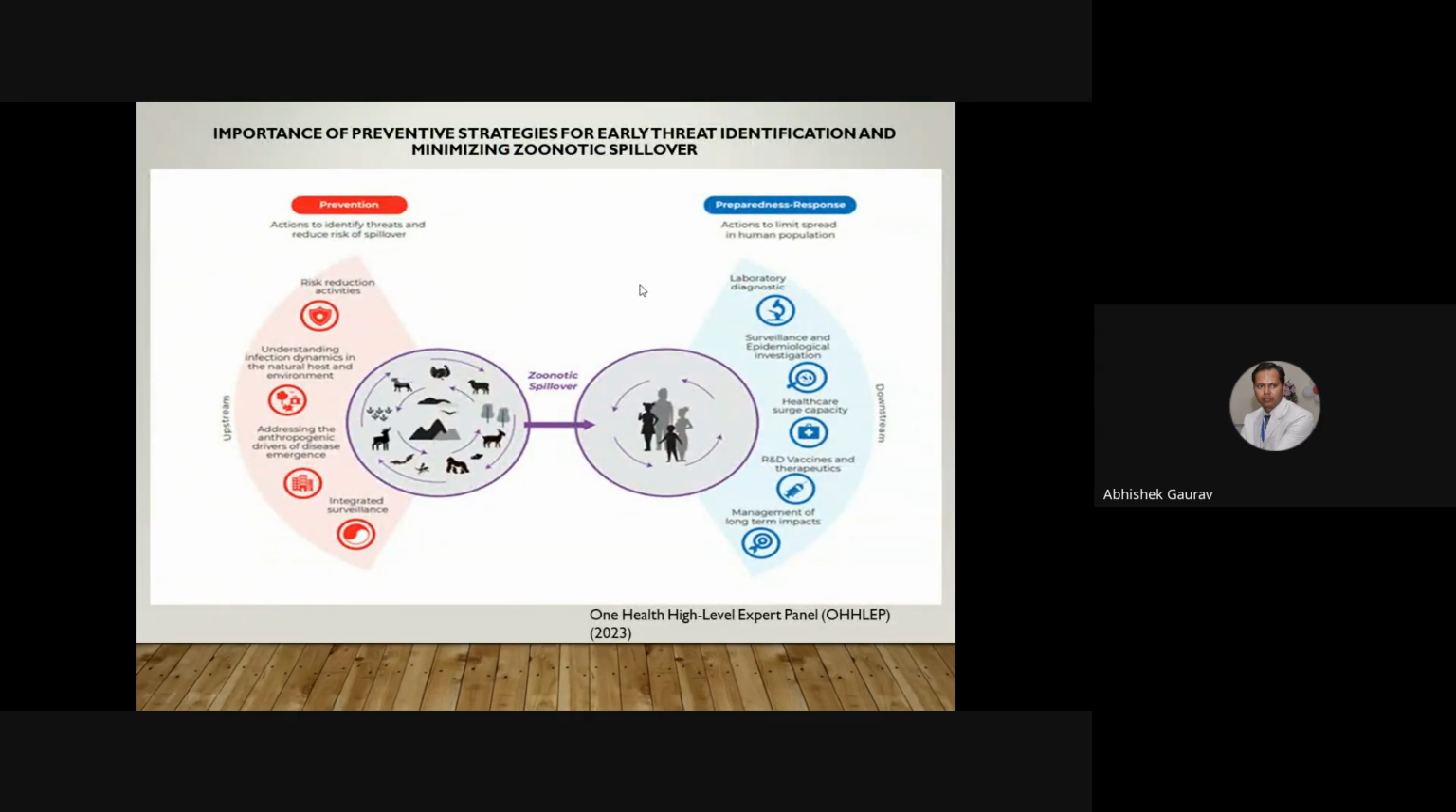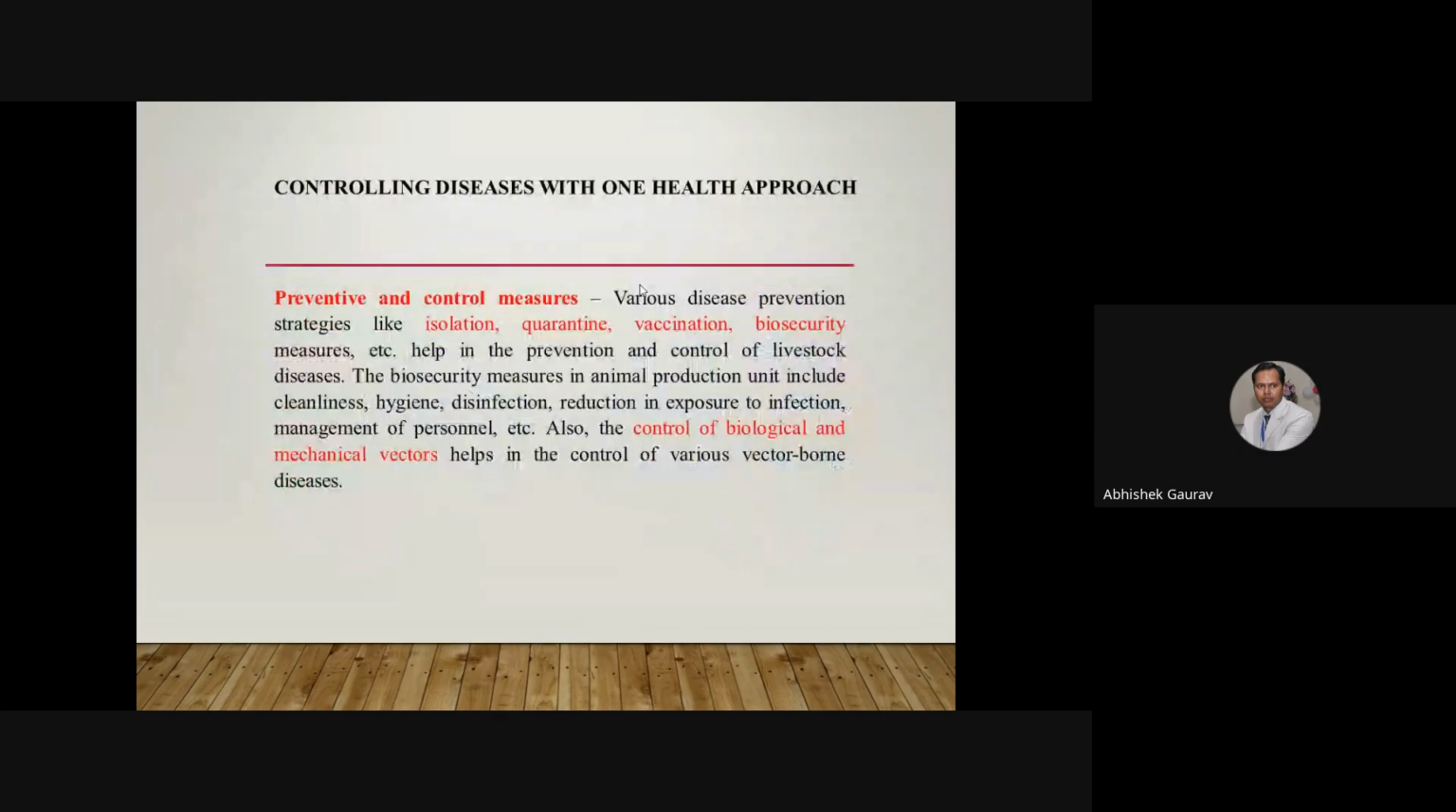Now, the importance of preventive strategies for early threat identification and minimizing zoonotic spillover. We have to prevent, we have to be prepared, and we have to respond. How will we respond? By improving the diagnostic facilities, improving the surveillance, and improving the capacity of healthcare, vaccination, and management. Similarly, we can prevent the disease by reducing risk activities, by addressing human activities, and by performing integrated surveillance. Next point is prevention and control measures.